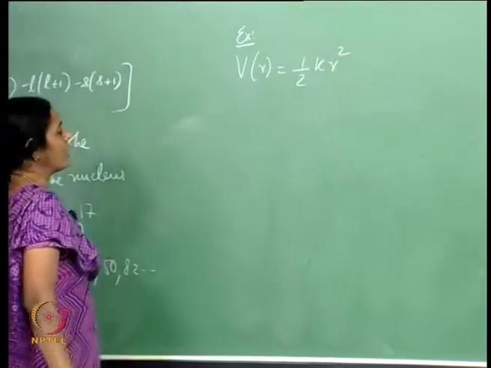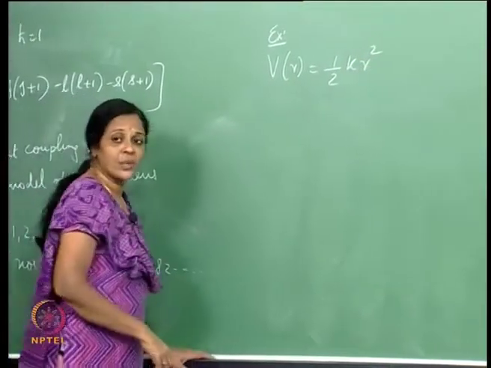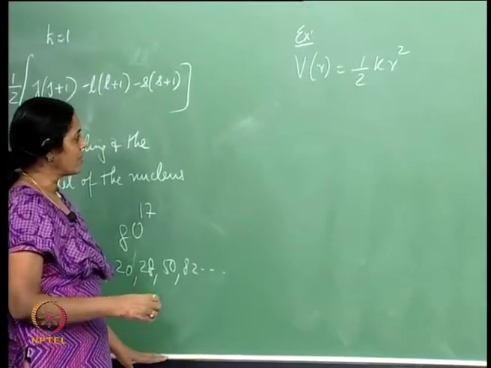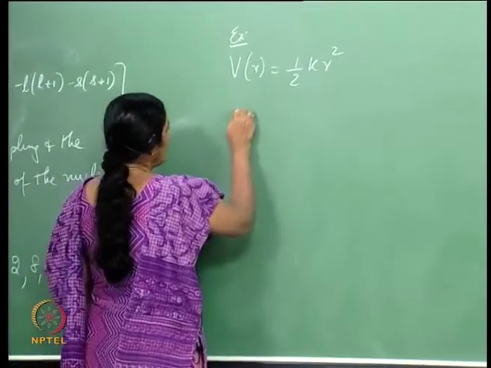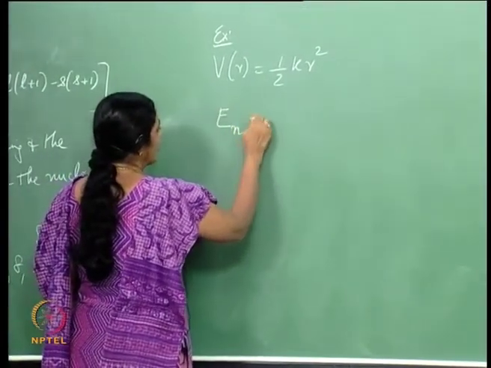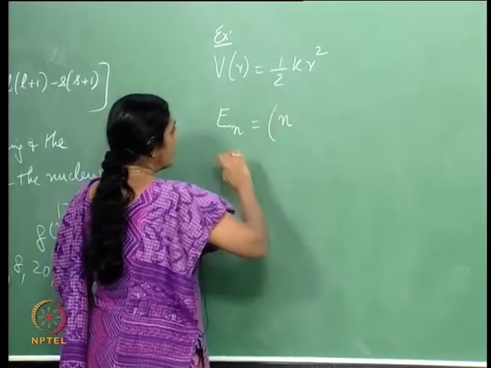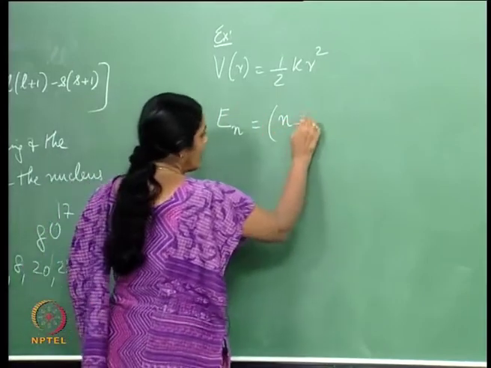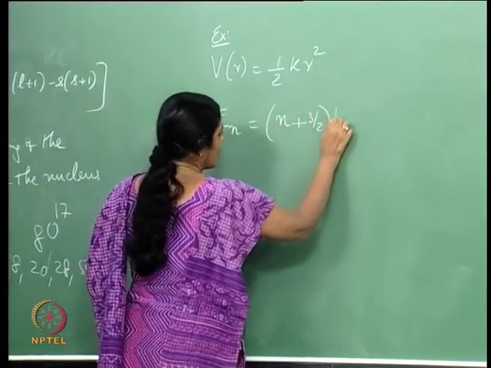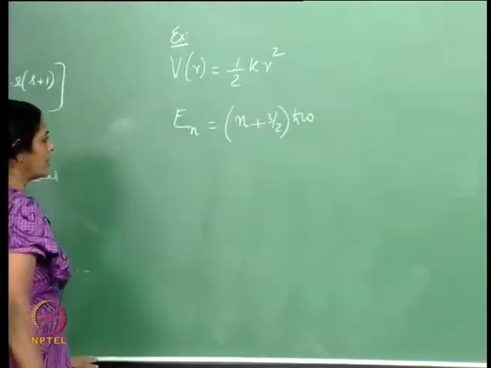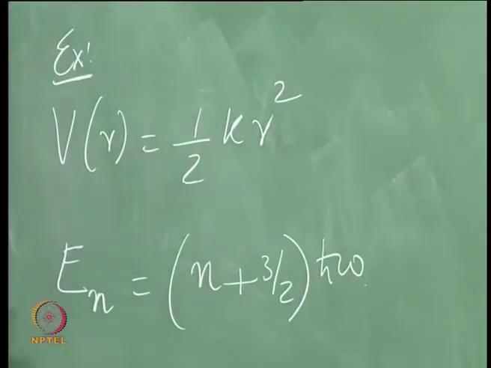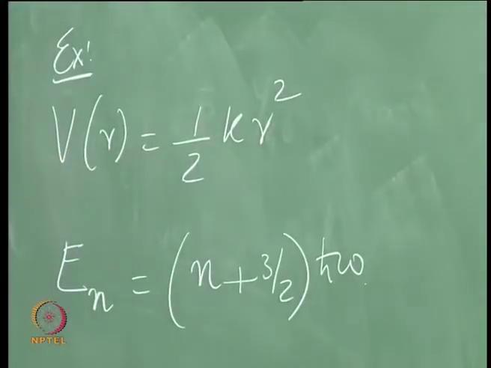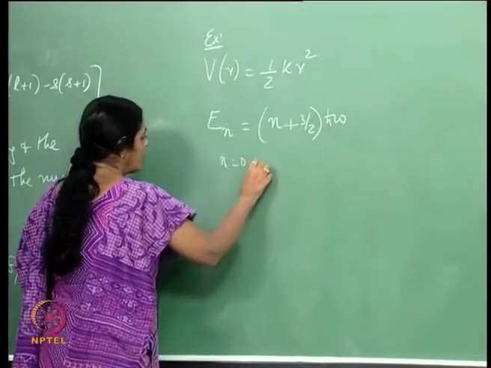So, I write half k r squared, where r squared is x squared plus y squared plus z squared. And therefore, it is clear what the energy eigenvalues would be. It is (n plus half) h cross omega for x, for y, and for z each. So, it is (n plus 3 by 2) h cross omega. So, these are the various energy levels, and n itself takes value 0, 1, 2, 3.